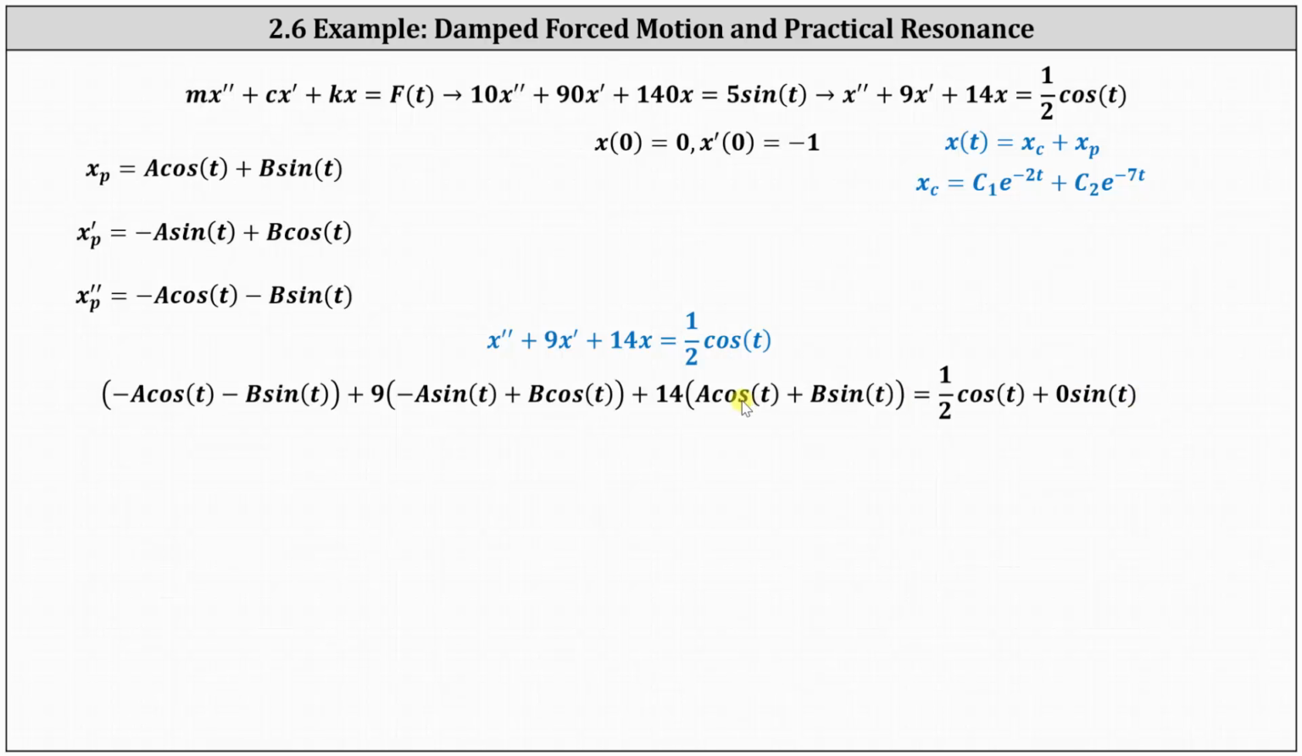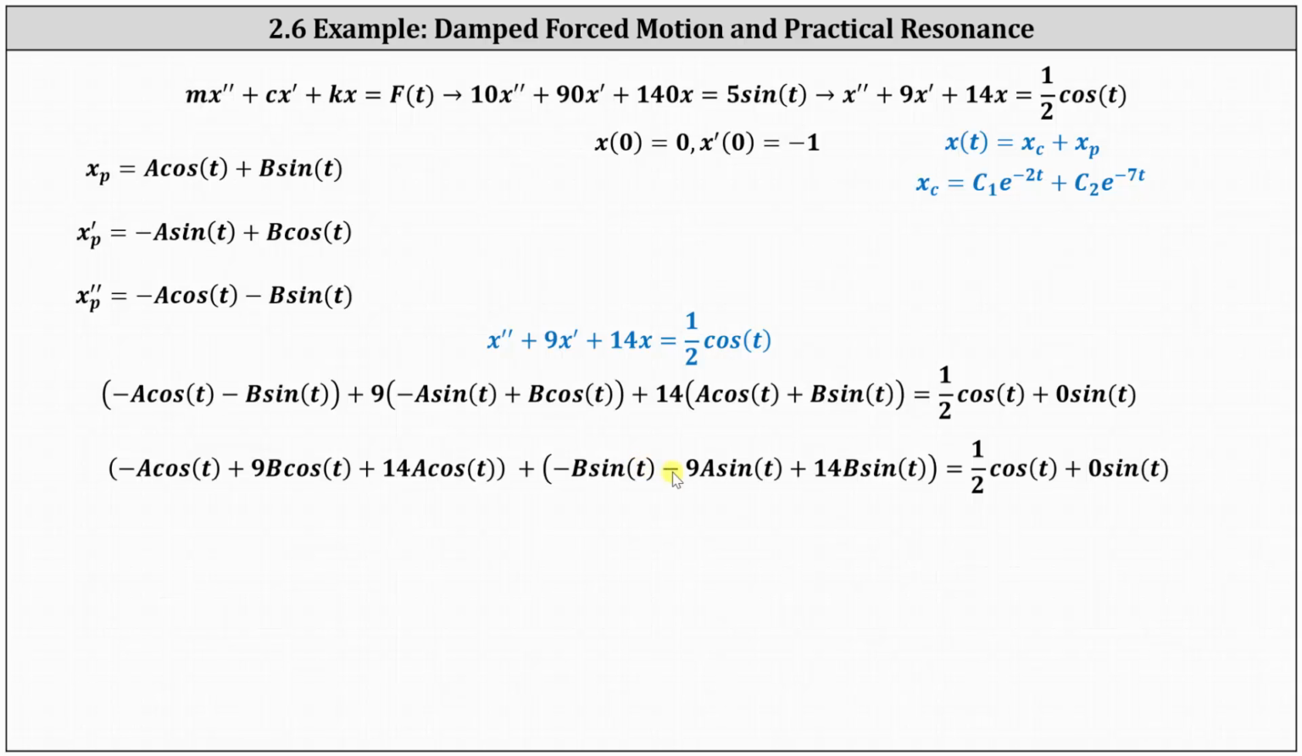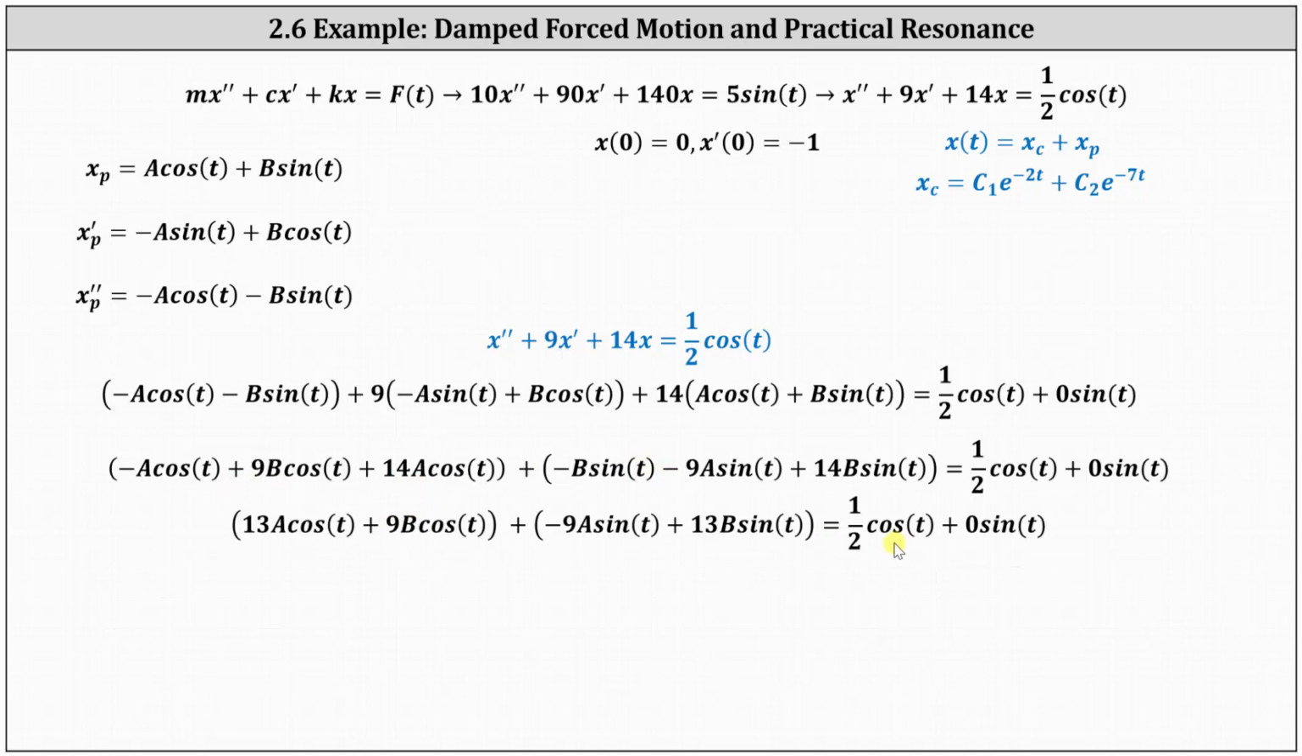terms on the left. The next step is to group the cosine terms and sine terms on the left, which I've done here in parentheses. Simplifying inside the parentheses, we have this equation, and finally we can equate the coefficients. Looking at the cosine terms, we now know 13a plus 9b must equal 1/2, and we also know negative 9a plus 13b equals 0.